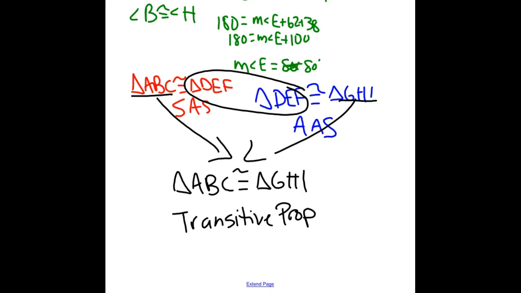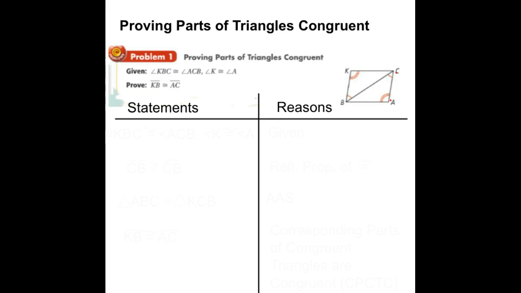You can use a third triangle to help you figure out whether or not you have two congruent triangles. That was the point of this. So let's dive into talking about proving parts of triangles congruent.